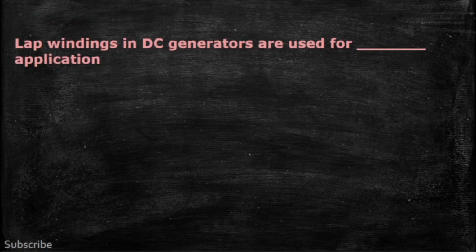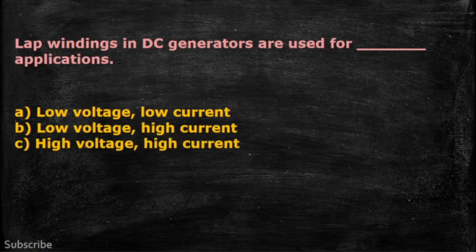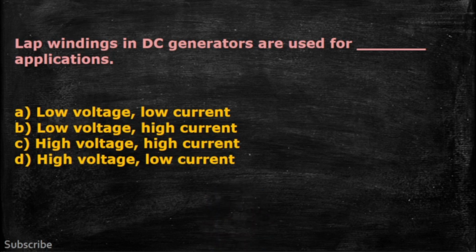Question number 32. Lap windings in DC generators are used for blank applications. A. Low voltage, low current, B. Low voltage, high current, C. High voltage, high current, D. High voltage, low current. The correct answer is letter B, low voltage, high current.